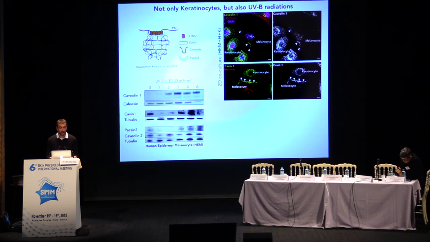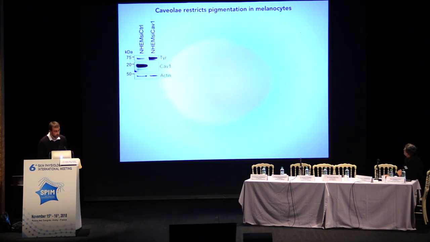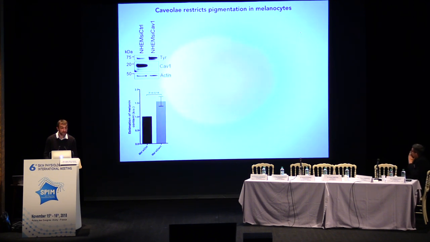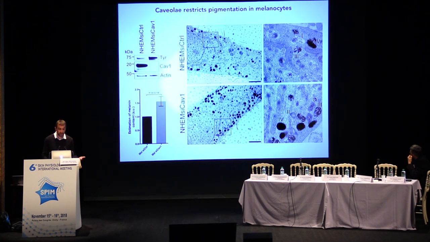So the question now is, what would be the role of these caveoli during pigmentation, for instance? For that, we used siRNA to deplete the expression of caveolin 1 and cavin 1. If caveolin 1 is not there, caveoli are not formed and not functional. What we can observe quickly is that the expression level of tyrosinase, one of the key enzymes for melanin production, is increased. This is associated with an increase in the production of pigment by the melanocyte, and also with more numerous pigmented melanosomes that we can observe in cells. So together, this shows that caveoli are here to somehow restrict or slightly downregulate pigmentation in melanocytes.